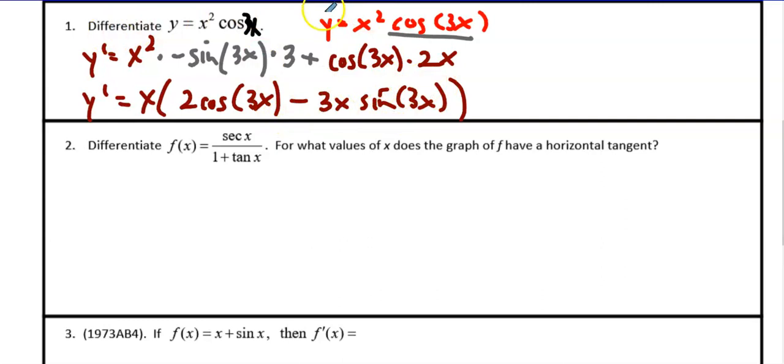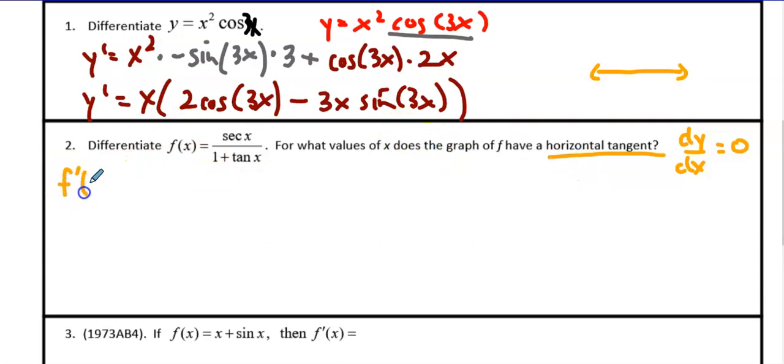Okay, so let's look at question number 2 when I want to differentiate this. So again, we're going to use the quotient rule, but look at what the question's asking us. It says, for what values of x does the graph of f have a horizontal tangent? So we have to remember that when we're looking at the problem, a horizontal tangent has a slope of 0. So where's our rate of change 0? Where's our rate of change 0?